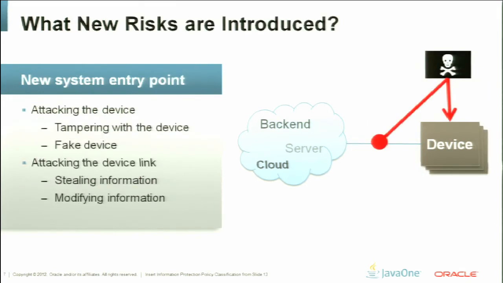And since we're talking about security here, we can also look at what kind of new risks are introduced. The main risk here is that you have a new entry point, or millions of new entry points, to your system. So that means that there's a new way to reach out to your system and maybe attack it in some way. There are at least two big categories of attacks that can be made. There can be attacks on the device, either by tampering with the device or even by building a fake one. Also, attacks on the link between the device and the backend, in which you can steal the customer's information or inject false information.